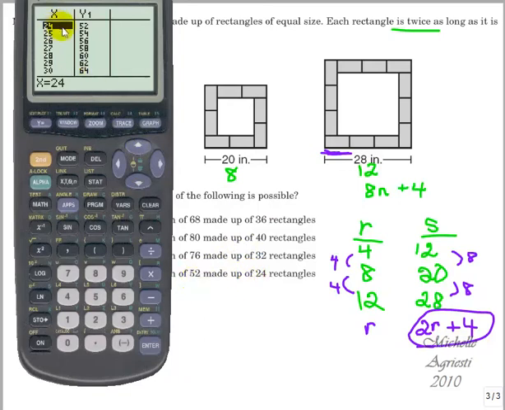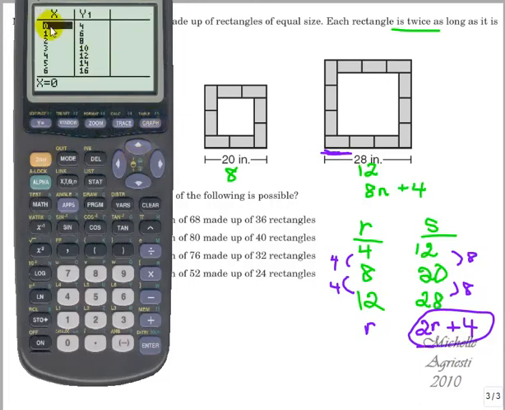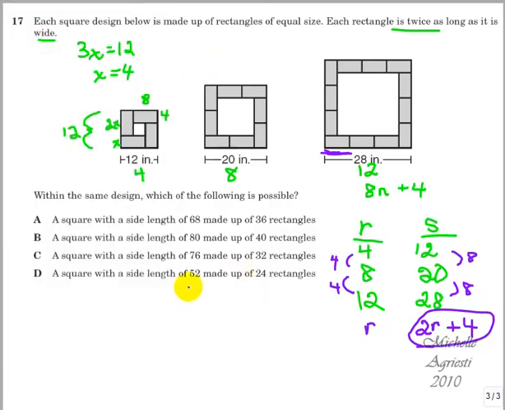Now I want to show you how I can go back to 0 here without scrolling that many times. Go to table set and start at 0. Second quit. Oops. Second table. And there we are at 0. So here's our answer.